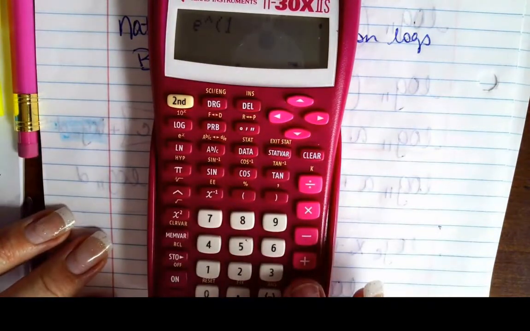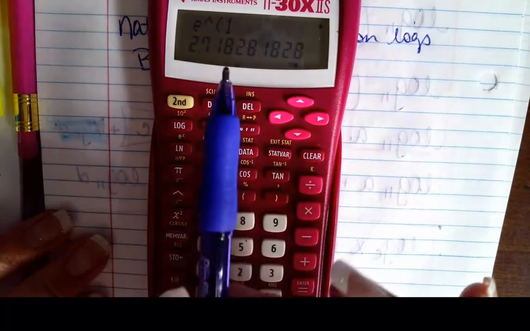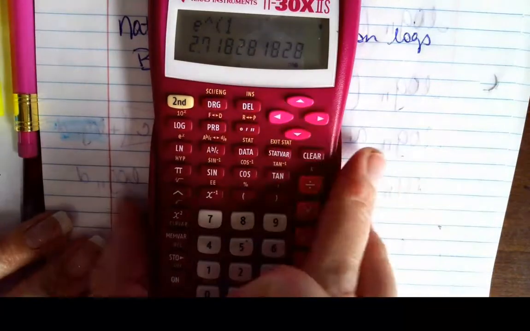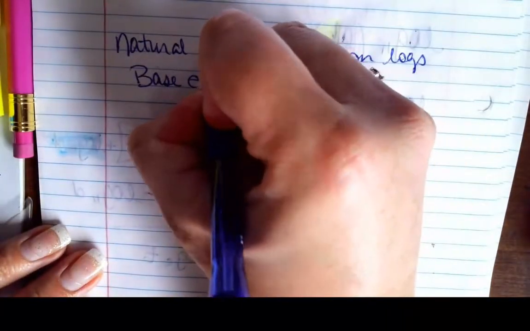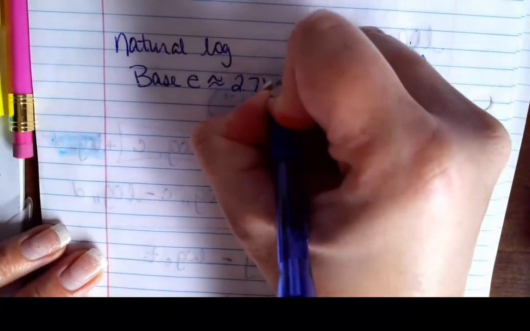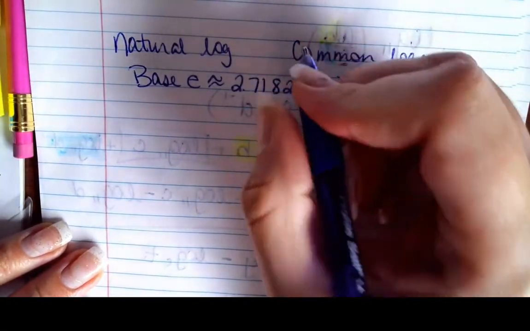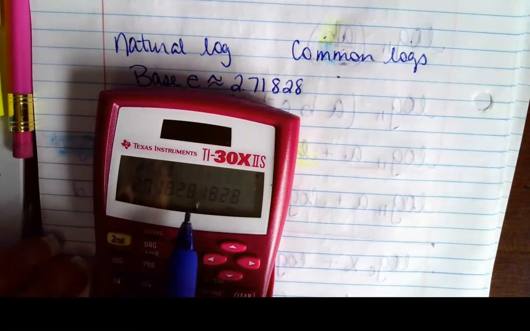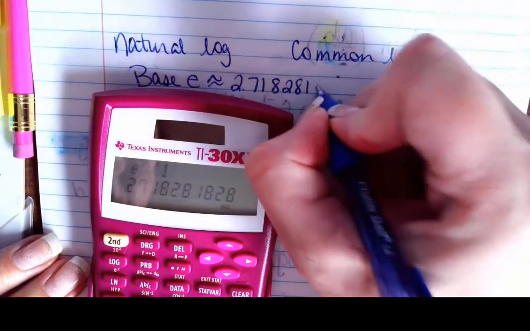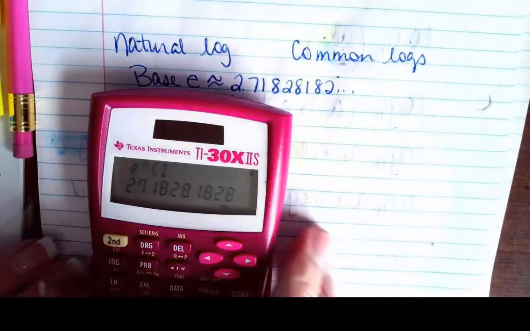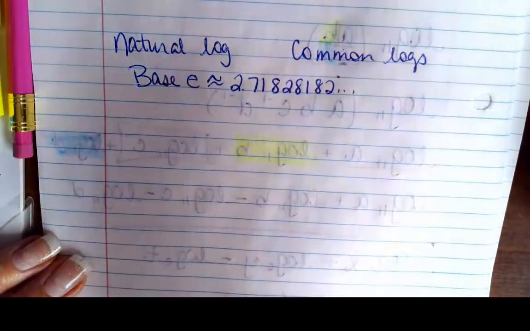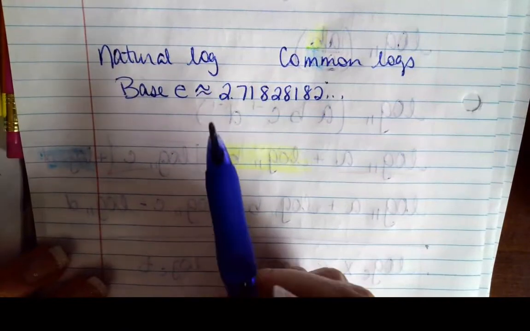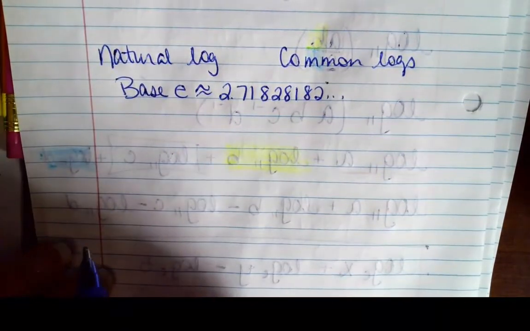If I just want e to the first, because any number to the first power is itself, you will see that this is 2.718282, and so on. Actually, I just rounded that. It goes on and on for all eternity and never falls into a pattern of repetition. So it's kind of like pi. Pi's job is to play with circles. e's job is actually to play with money.